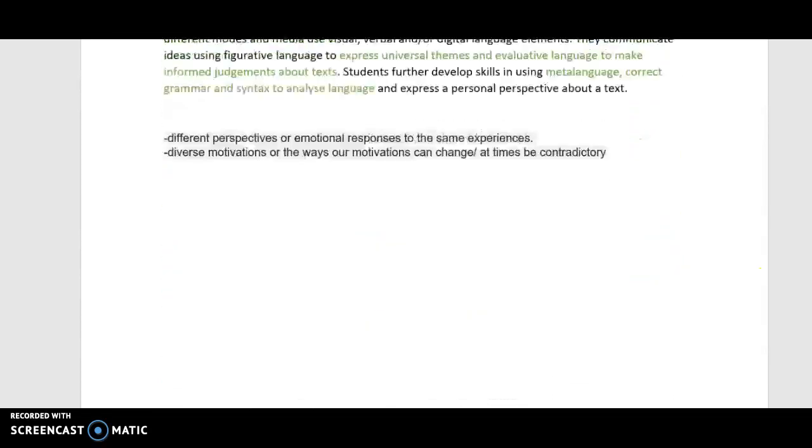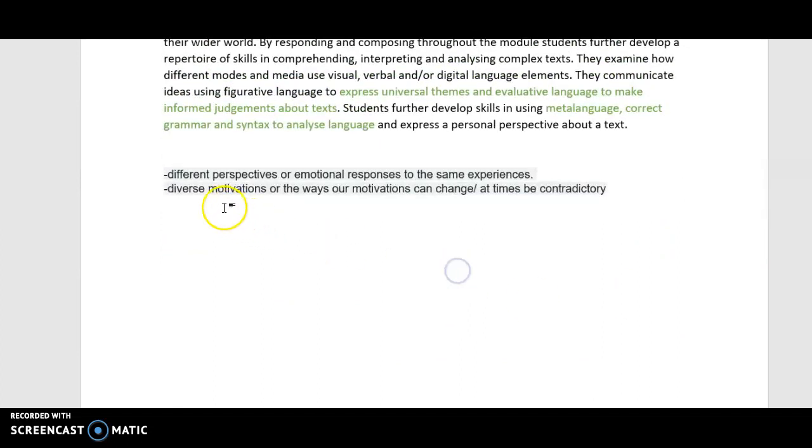Now, to help you understand that, I got this from another teacher from a different school today. We could look at it as different perspectives or emotional responses to the same experiences, or diverse motivations, or the ways our motivations can change at times be contradictory.